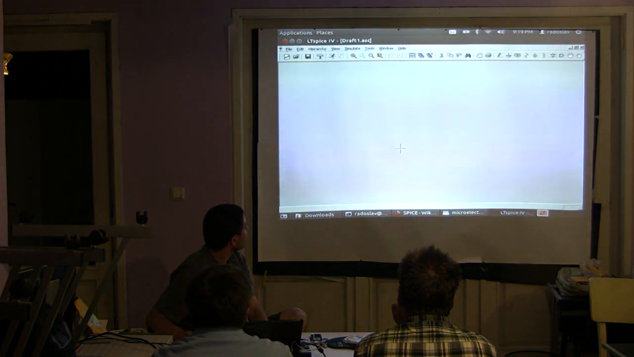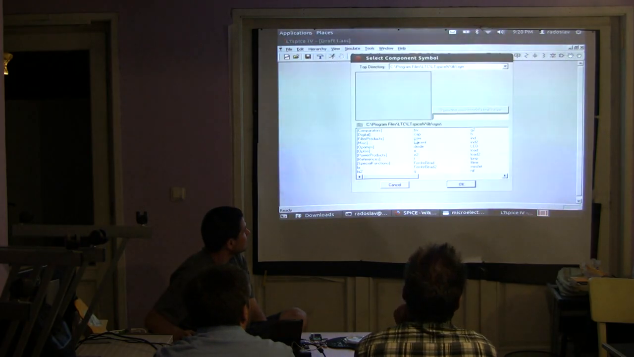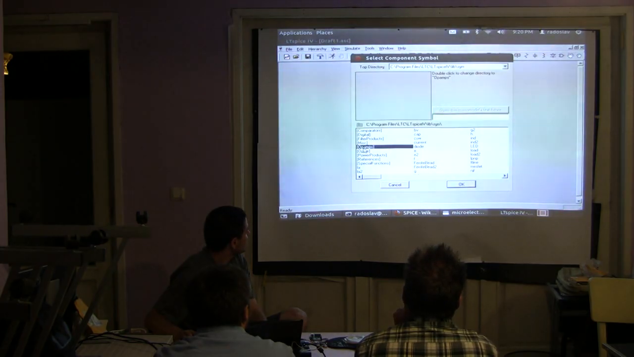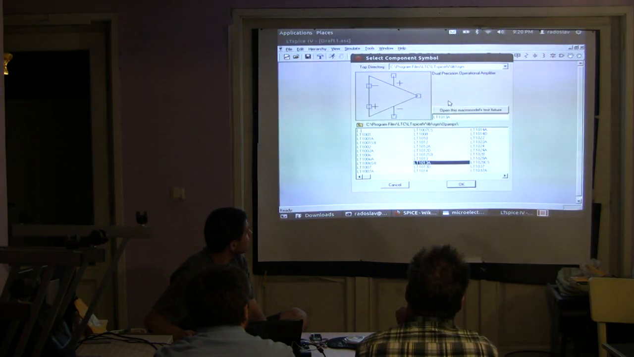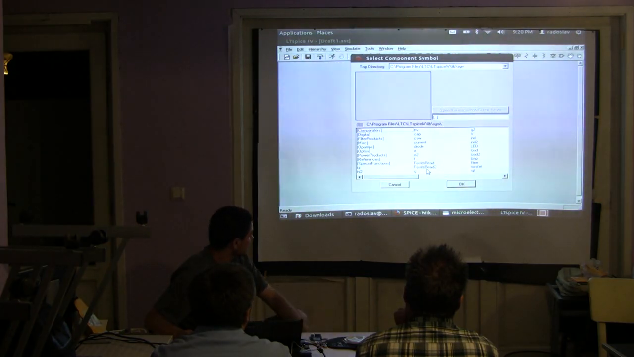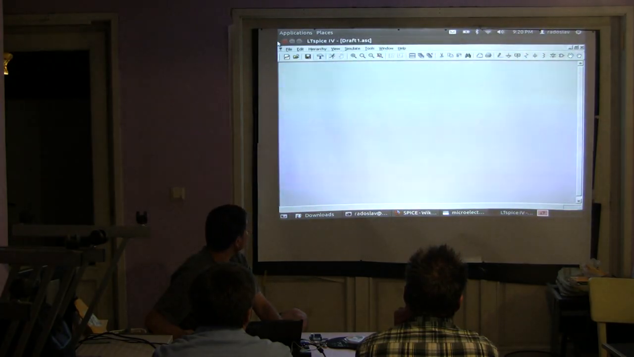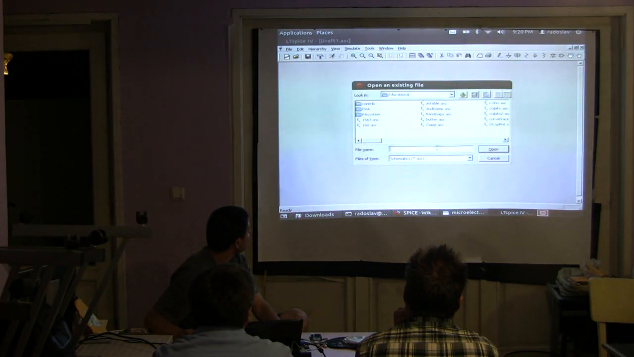So here you can see the interface. Here we have inductor, capacitor, resistor. We can place components, operational amplifiers here. These are from Linear Technology, LT, and so on. Just to show you how it looks. We have also examples. For example, we can look at the band gap.